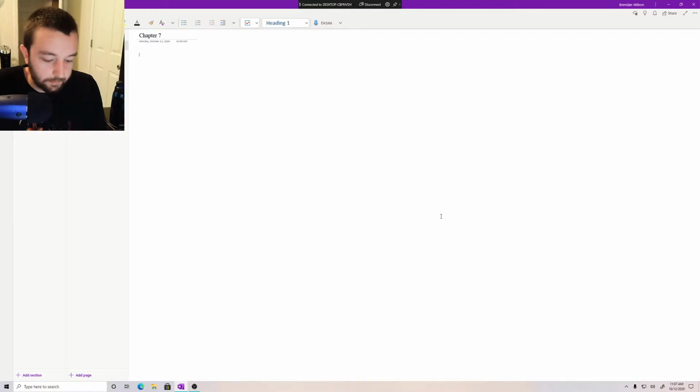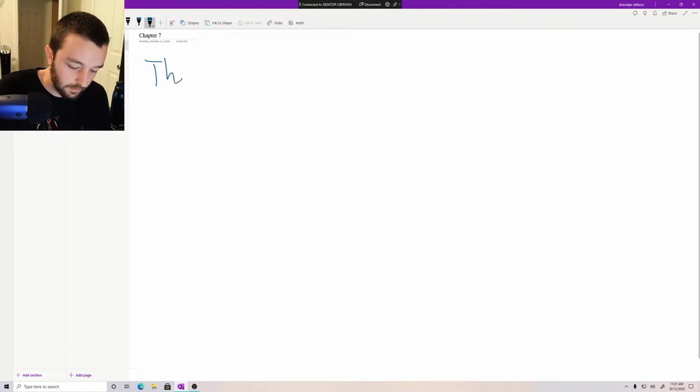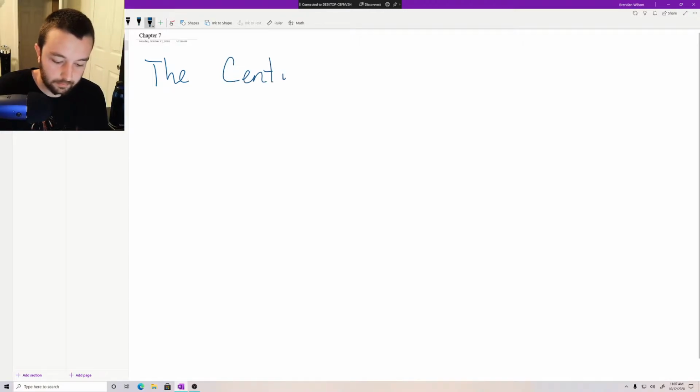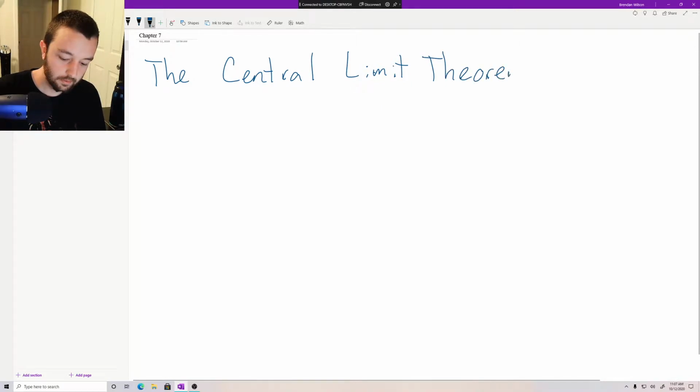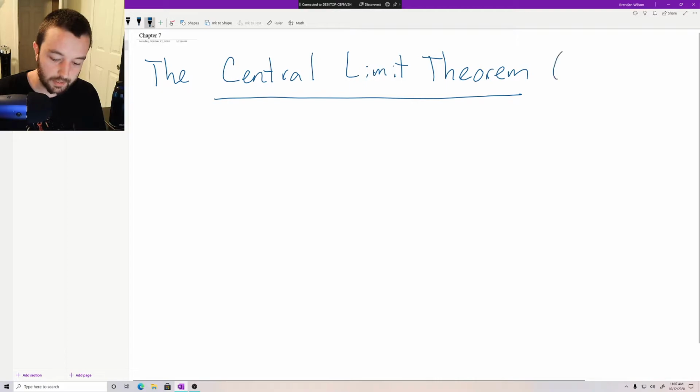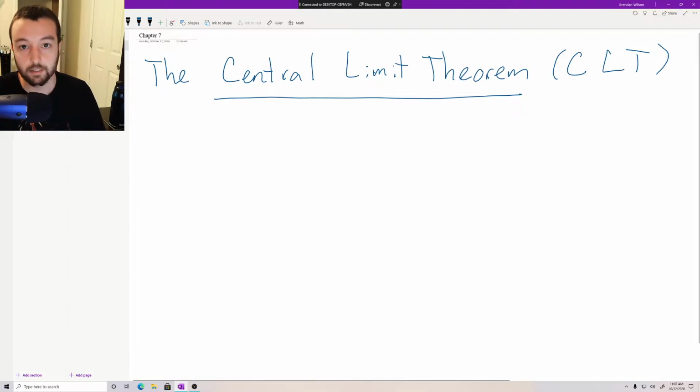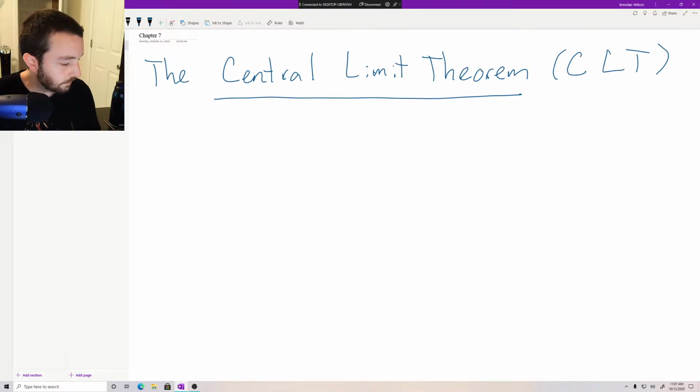So the central limit theorem, let's write it out. The central limit theorem, it's probably the most important theorem in probability. The central limit theorem, or the CLT for short. Okay, we abbreviate it because we use it a lot. As the book says, it's one of the most powerful and useful ideas in all of statistics. Okay, it's really more of a probability thing, but it kind of bleeds into statistics, of course, as we're seeing.